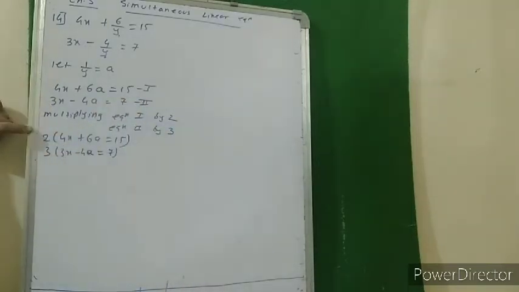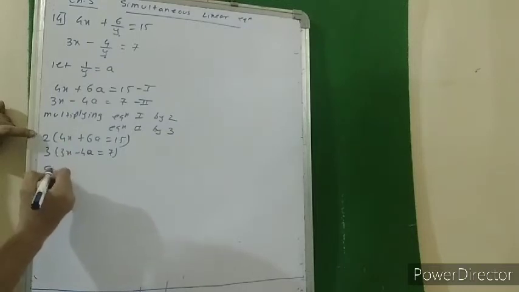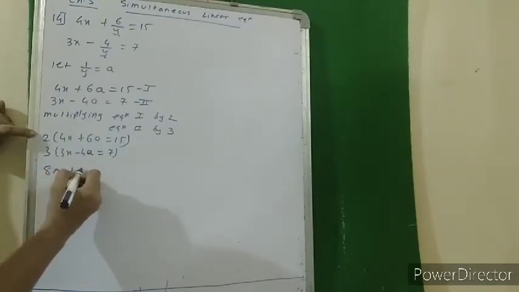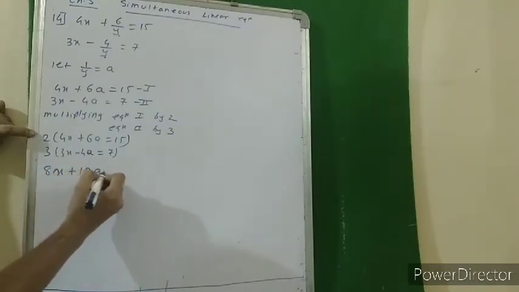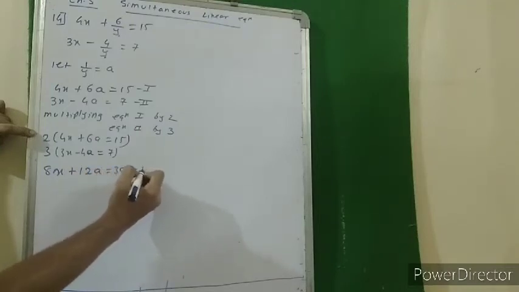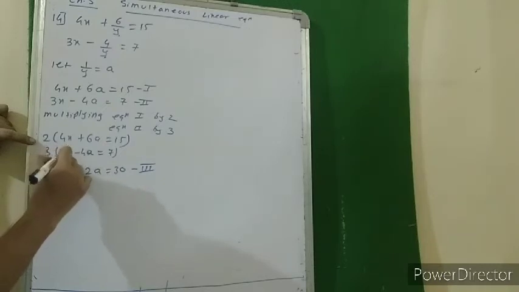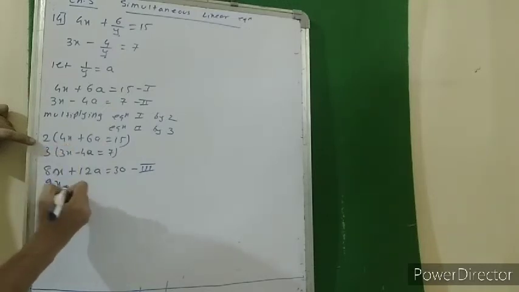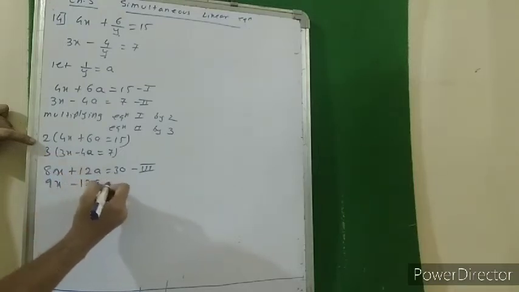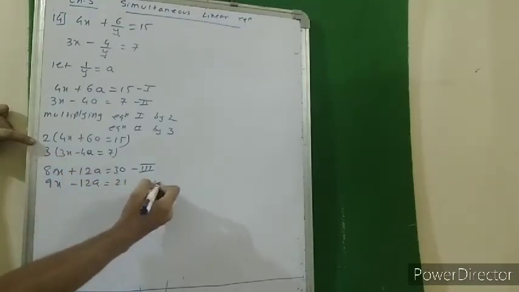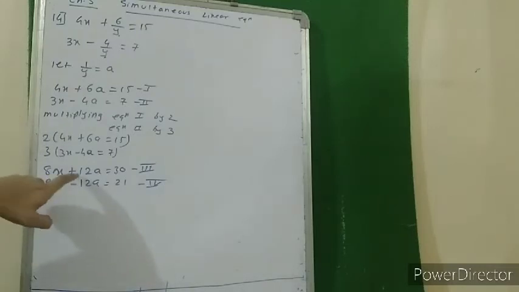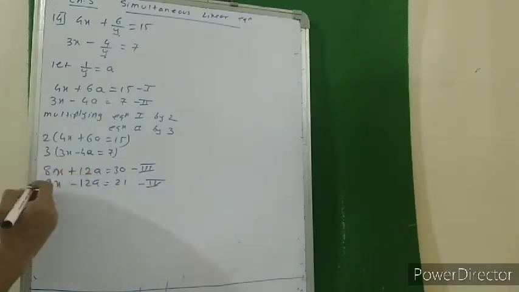Okay, so 2 4s are 8x, 2 6s are 12a is equal to 15 2s are 30. This is the new equation number 3, and here also it was 3. So 3 3s are 9x, 4 3s are 12a is equal to 7 3s are 21, equation number 4. So we have plus 12 and minus 12. Coefficient is same and sign is different, and whenever sign is different we will add it.